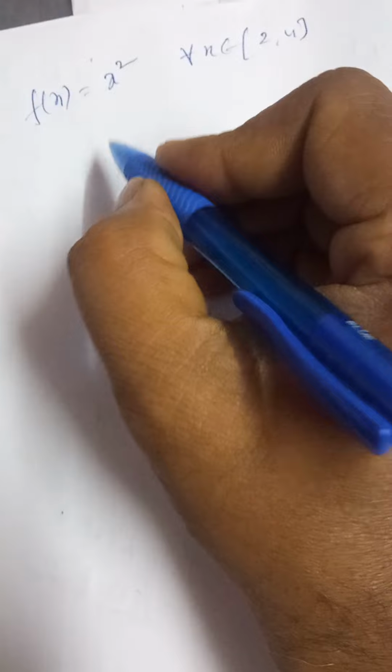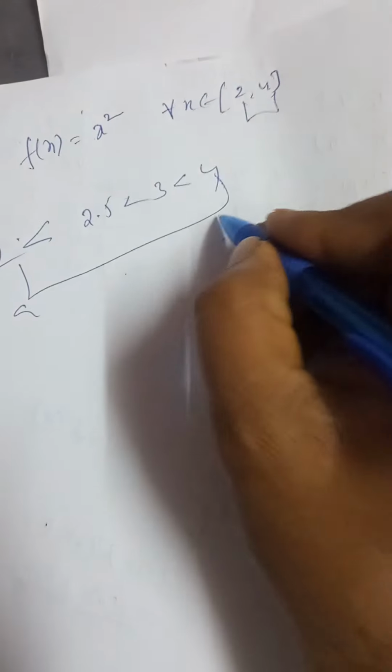Not a constant function means it must be like this. See, f(x) is equal to x square. Suppose for all x belongs to (2, 4). That means there exist at least two values, no? 2.5 and 3, which lie between 2 and 4, no? These are nothing but a and b. This is x1, this is x2.